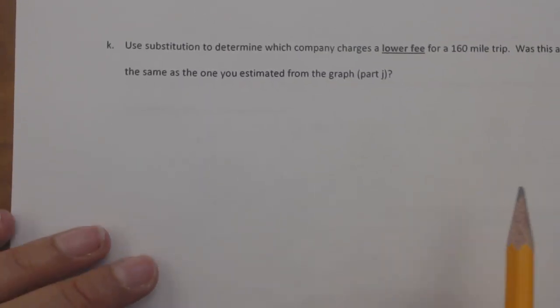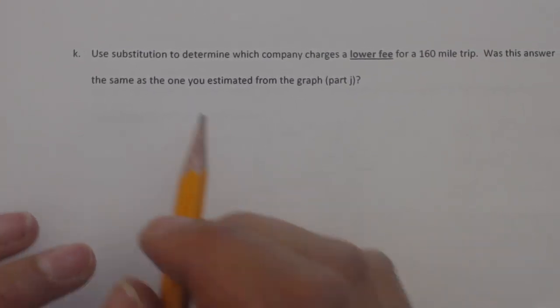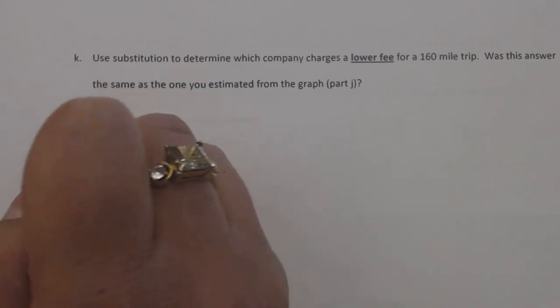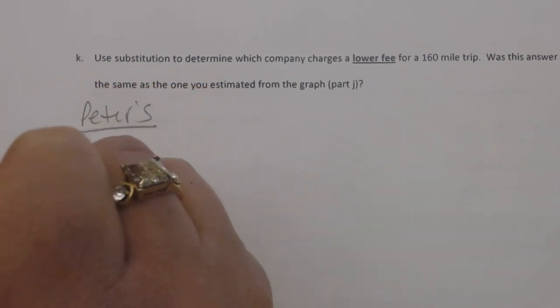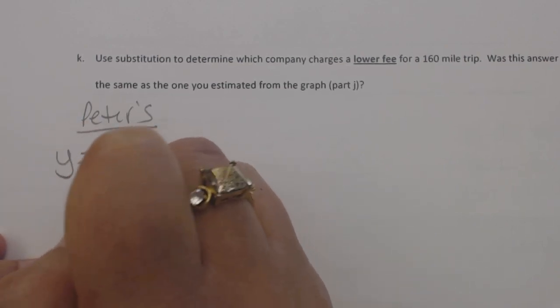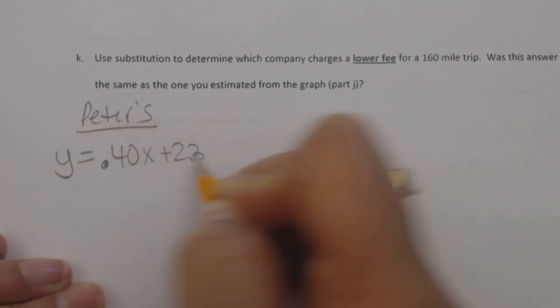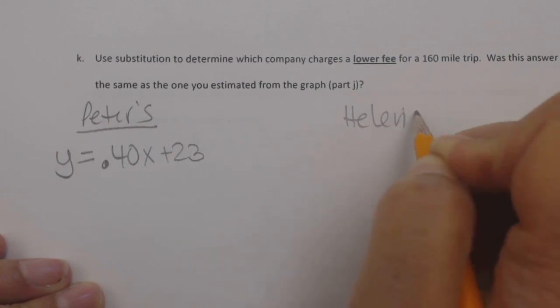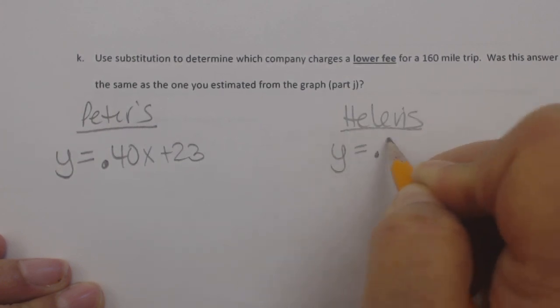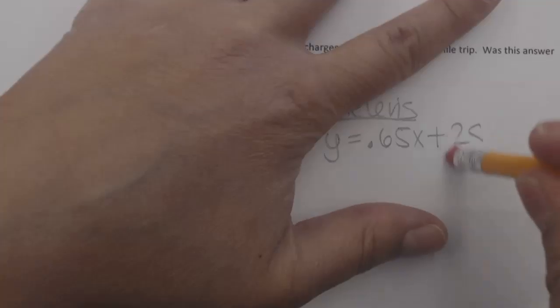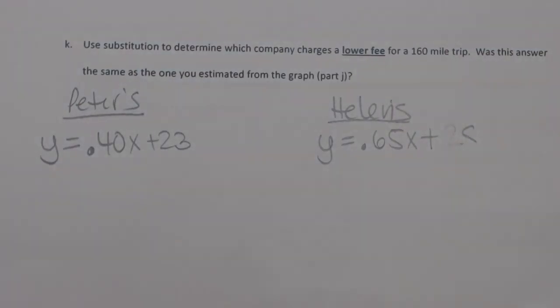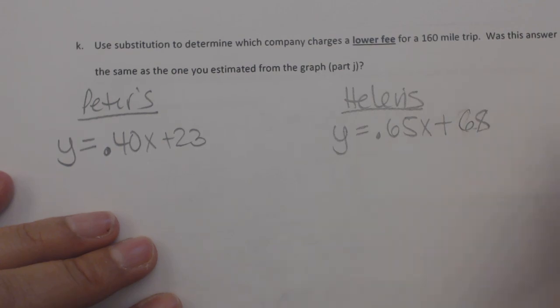Okay, use substitution to determine which company charges a lower fee. So we have to do some labeling here. So we're going to write down Peter's. Peter's is y equals 0.40x plus 23. We're going to write down Helen's. Helen's is y equals 0.65x plus 68. And making sure that's right.